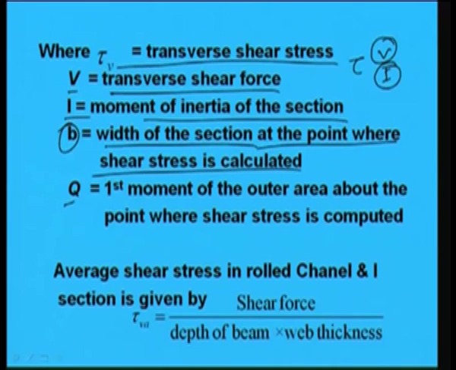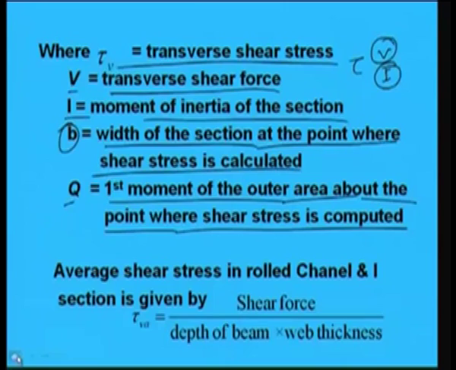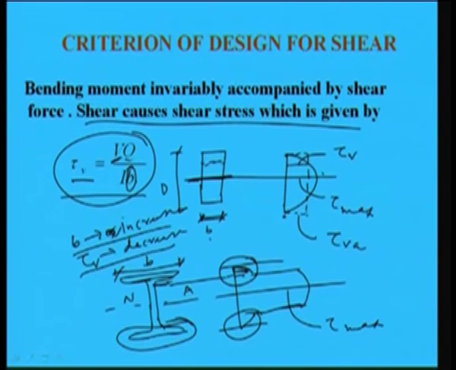What is Q? Q is the first moment of the outer area about the point where shear stress is computed. Remember, first moment of the outer area about the point where shear stress is computed. Suppose we are computing the shear stress, say suppose here, so first moment of the outer area from here we can find out, right. So, in this way Q value can be found out.